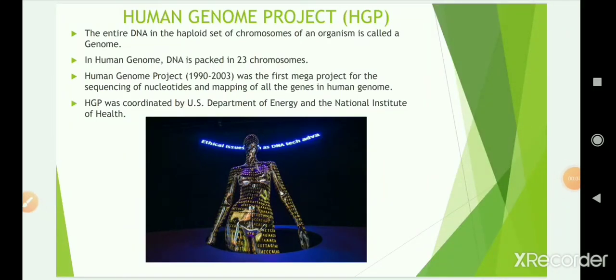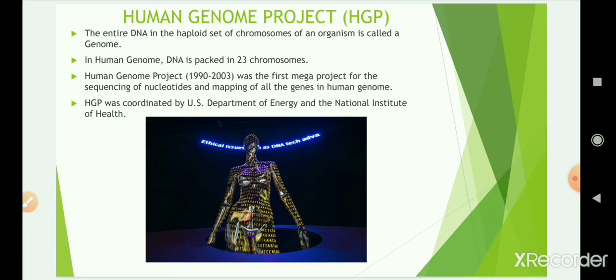HGP, that is Human Genome Project. So, what is the Human Genome Project? The entire DNA in the haploid set of chromosomes of an organism is known as the genome. The human genome DNA is packed in 23 chromosomes. We know that we have 23 pairs of chromosomes. DNA is packed in those 23 chromosomes.